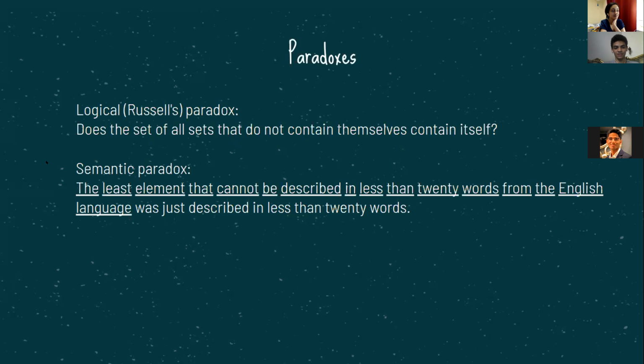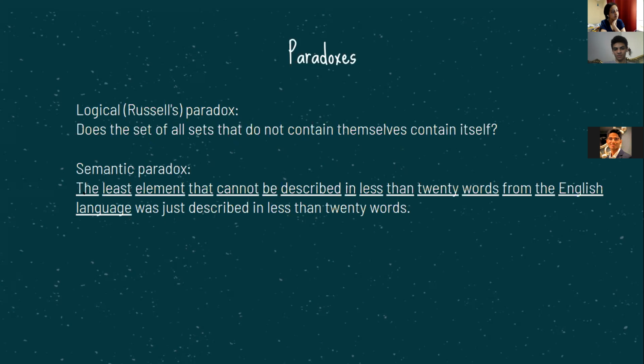So the other kind of paradox is the semantic paradox. Of course, there are a finite number of sentences that you can form in the English language, because English contains finite words, so there are finite combinations of these words. Imagine a set that contains all natural numbers that can be described in less than 20 words, okay? We know that there are an infinite number of natural numbers and a finite number of sentences, so there must be at least one of these numbers that cannot be described in less than 20 words.